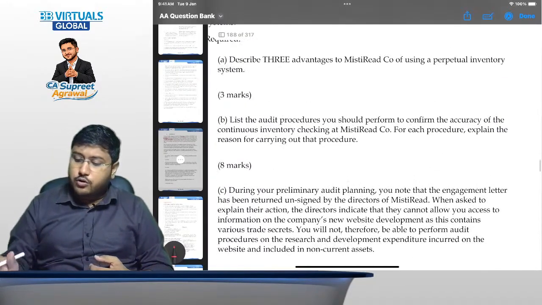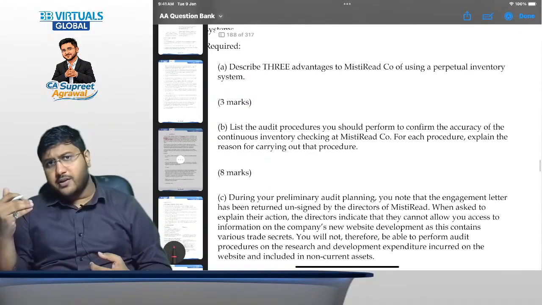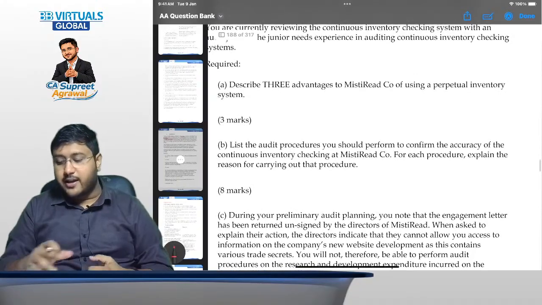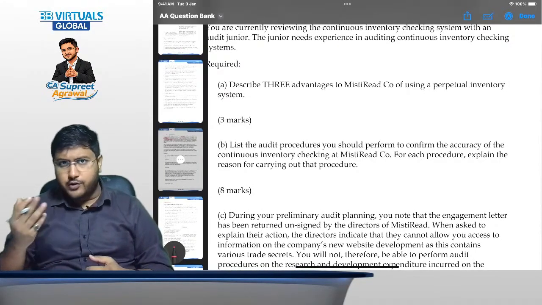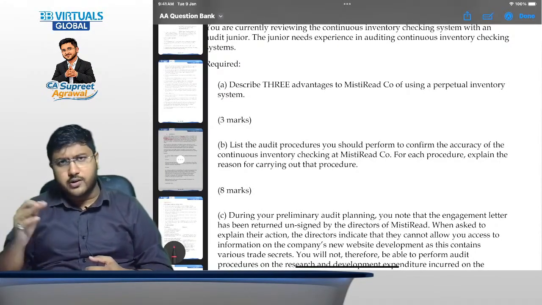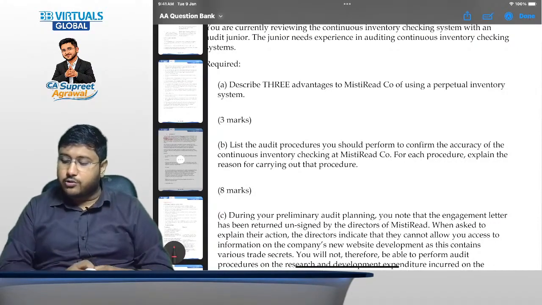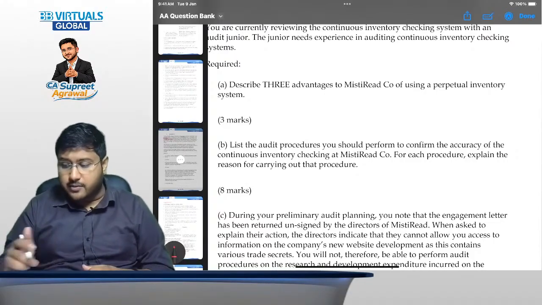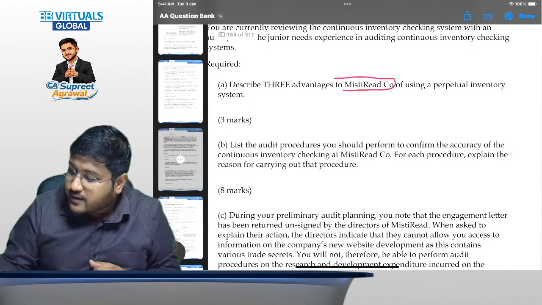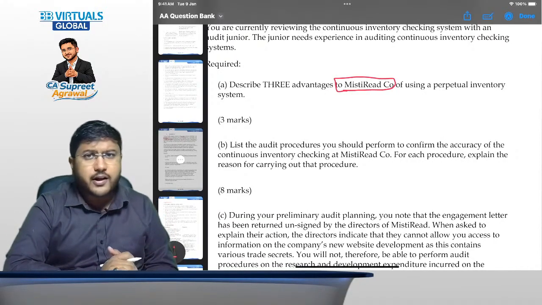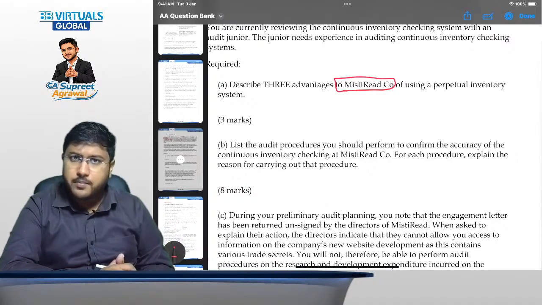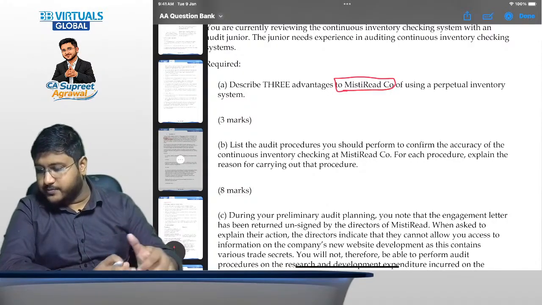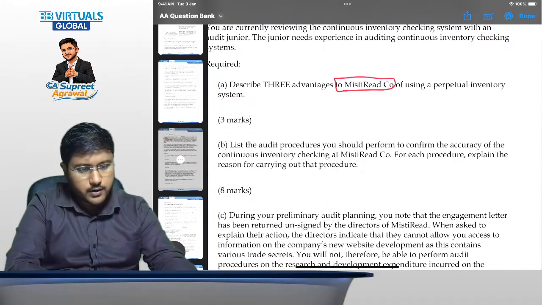Please try to solve question A and B first, and then we will take another break, after which we will solve question C. So question A and B first. Three advantages of using a perpetual system is a very direct question, not related to the case study. Then list the audit procedures you should perform to confirm the accuracy of the continuous inventory checking. Since Mr. Reed Company is mentioned here also, it would be better that you give your answer related to the case study only. Please take 5 minutes, draft your answer for these two, and let me know once your answer is done.